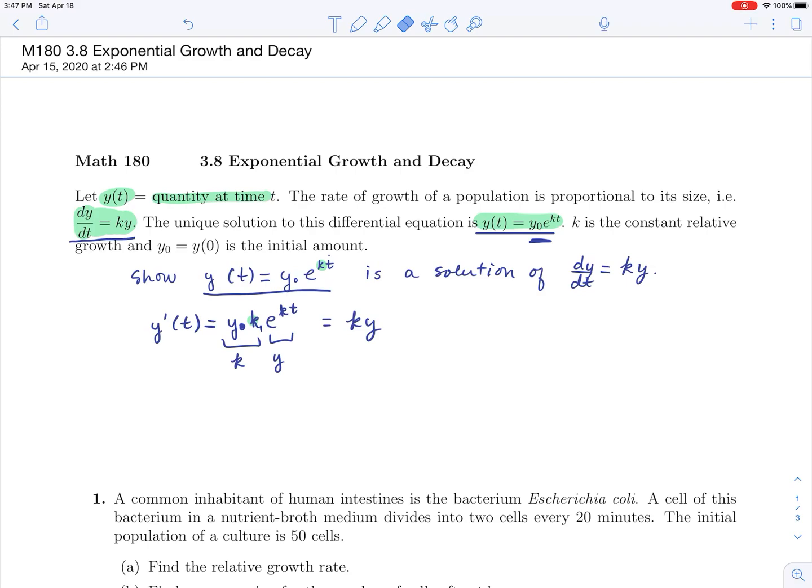proportional. So the bigger that y is, the bigger that your population is when you're starting, the bigger the growth rate is, because the larger the population, the larger the next generation of that population. The unique solution to this differential equation is y of t equals y naught e to the kt. k is the constant relative growth, and y naught equals y of 0 is the initial amount.